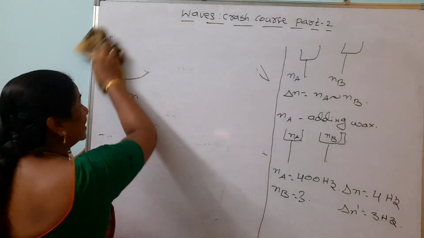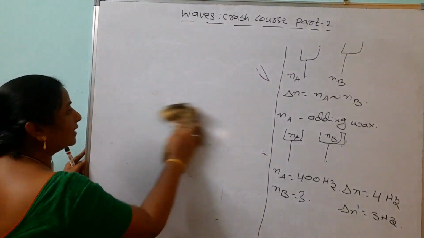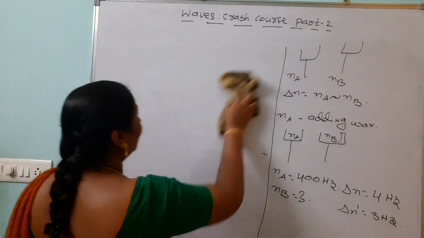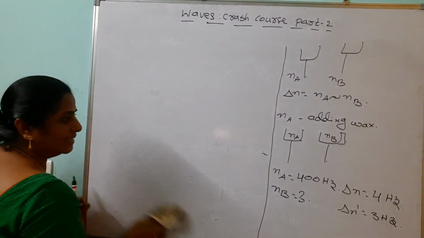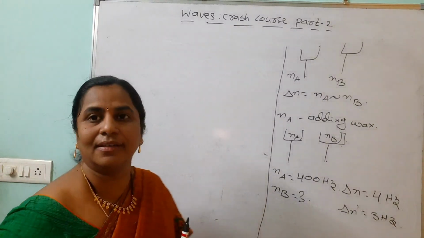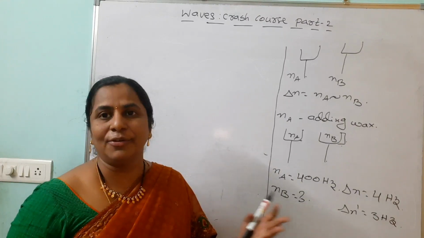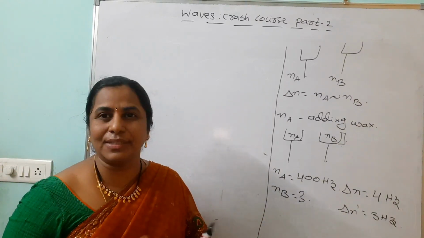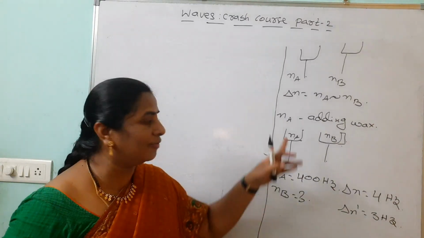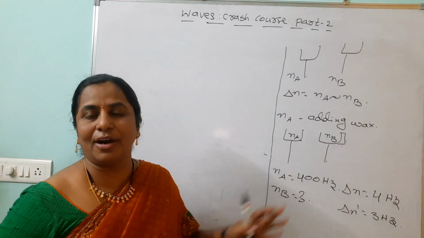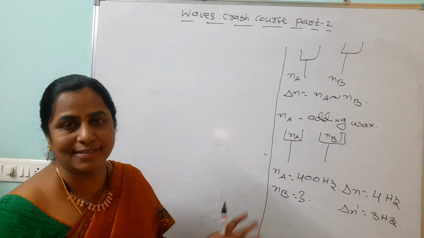Then what are the uses of beats? We can repair musical instruments. We can find dangerous gases in mines. We can use them for some special effects. We are using the beat concept, so we can find the unknown frequency of a tuning fork. All these belong to the applications of beats.